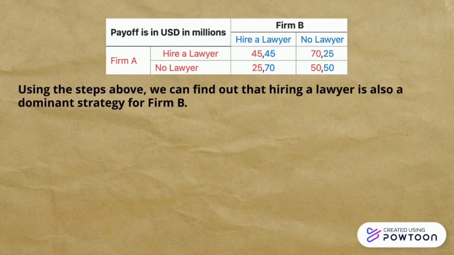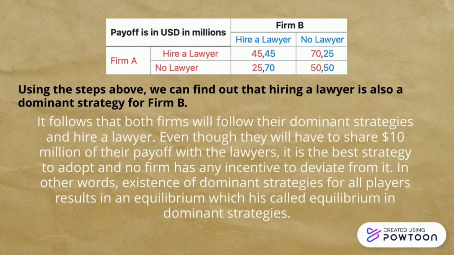Using the step above, we can find out that hiring a lawyer is also a dominant strategy for firm B. It follows that both firms will follow their dominant strategies and hire a lawyer. Even though they will have to share 10 million of their payoff with the lawyer, it is the best strategy to adopt and no firm has any incentive to deviate from it. In other words, the existence of dominant strategies for all players results in an equilibrium, which is called equilibrium in dominant strategies.